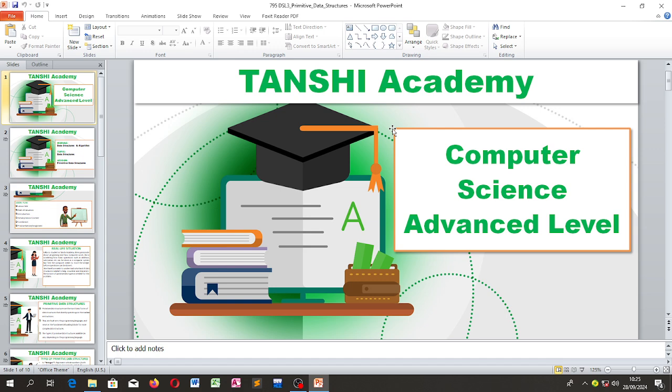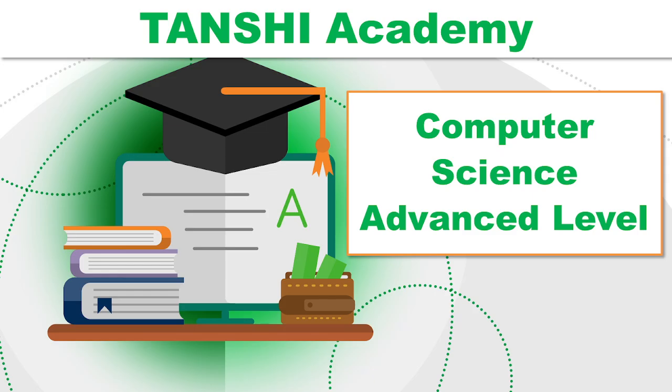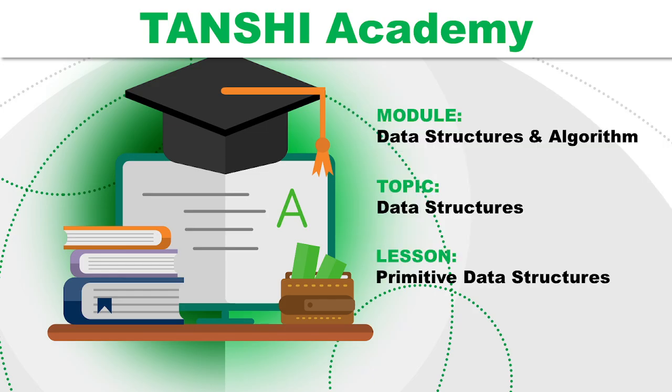In our previous lesson, we focused on the classification of data structures, and in this series of lessons, we are going to be focusing on the primitive data structures. And we know that primitive data structures in our previous lesson were the simplest forms of data structures. And primitive data structures are manipulated by the machine instructions directly.